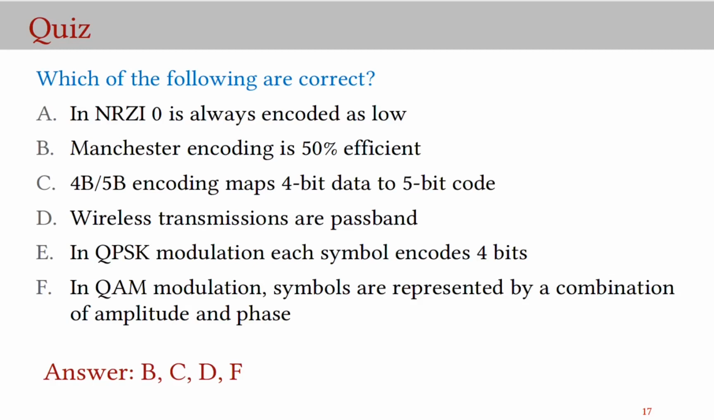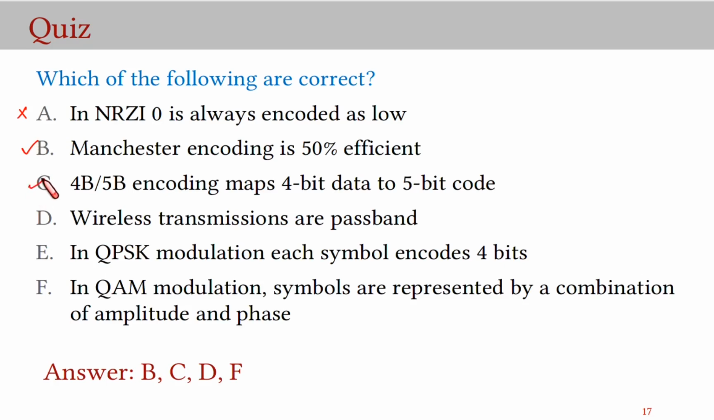Here is the answer. The correct options are B, C, D, and F. A is wrong. In NRZI, how 0 is encoded depends on the transition that previous one made. So 0 could be encoded as either low or high. B is correct. Manchester encoding is 50% efficient.